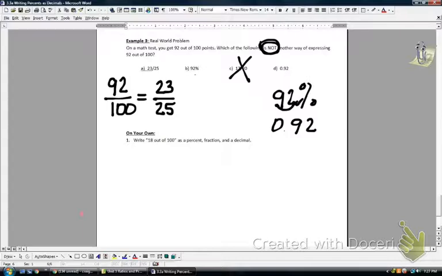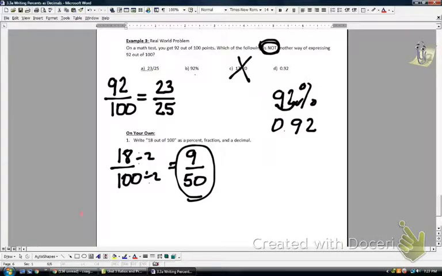All right, then on your own, go ahead and pause the video. It says rate 18 out of 100 as a percent, a fraction, and a decimal. So 18 out of 100, I'm going to start with the fraction. I'm not going to do them in order. 18 out of 100 is written like that. I know that they're both divisible by 2 because they are even numbers. 18 divided by 2 is 9. 100 divided by 2 is 50. So that simplifies to 9/50ths. So I've done the fraction.